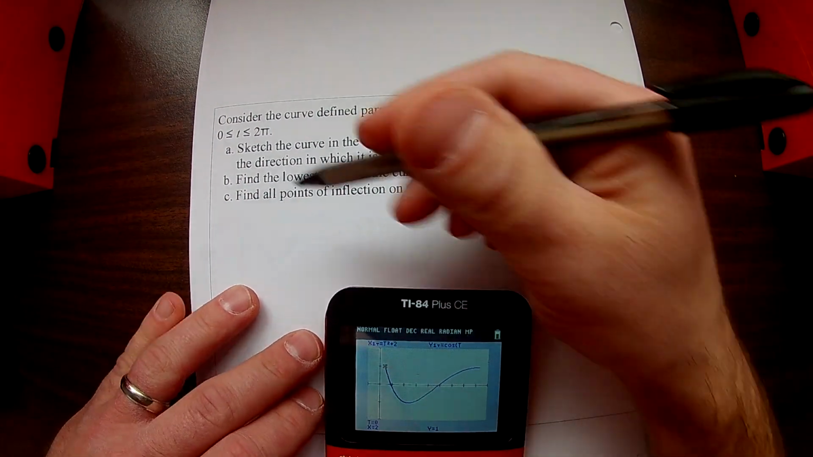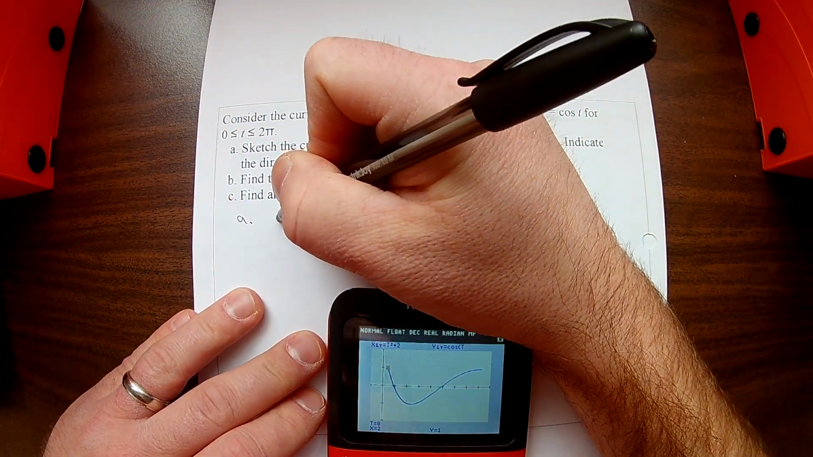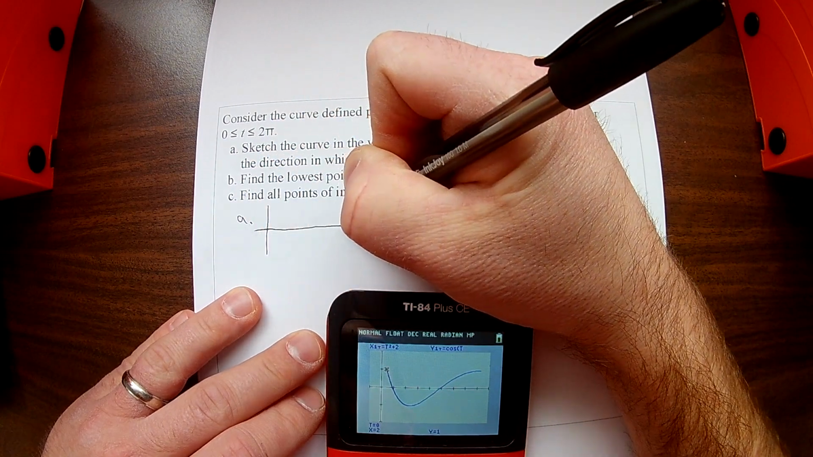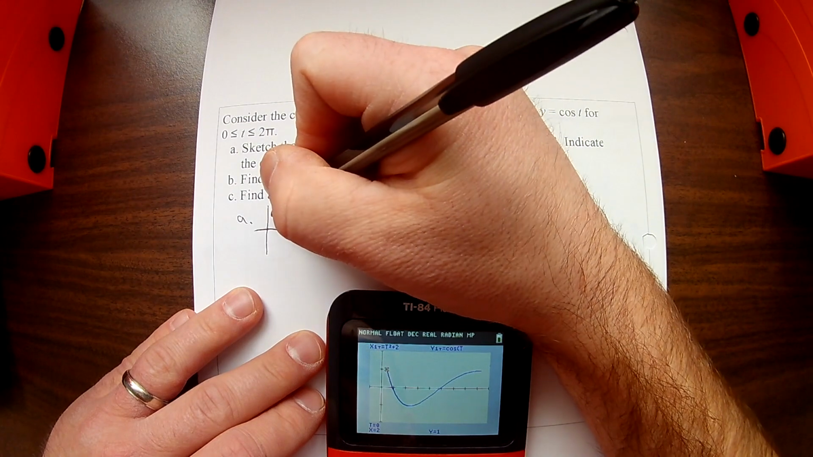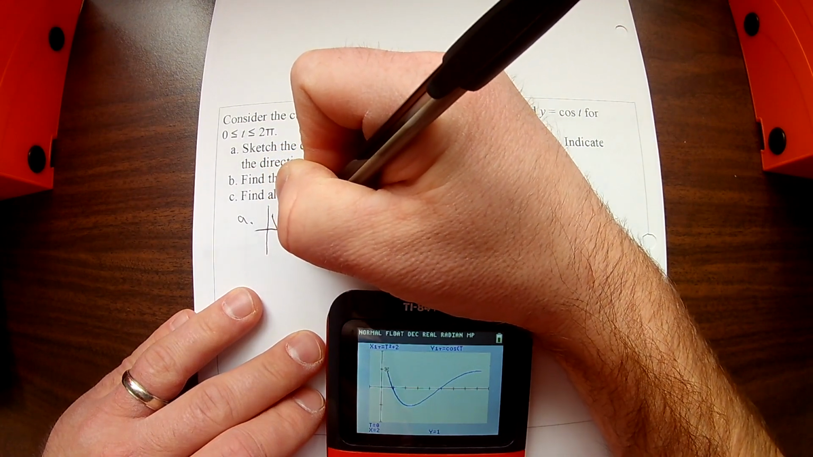So for part A, all I need to do is copy what is on my screen. And if I didn't have these helpful hints up here, I would have to play around with it to get a good window on that.